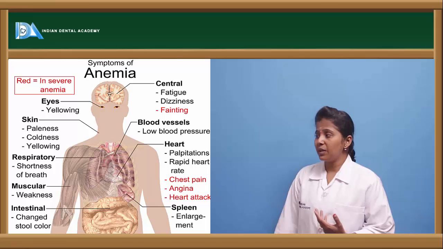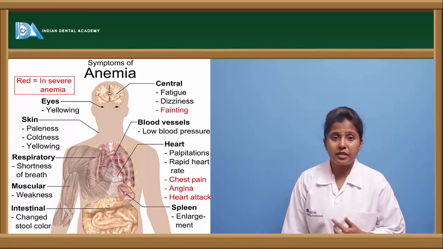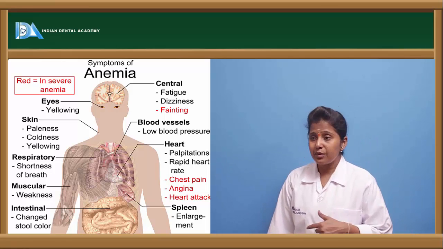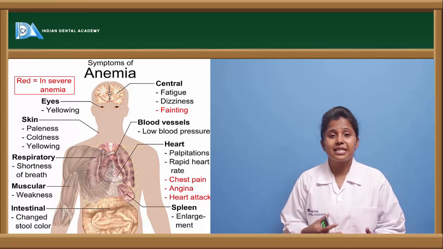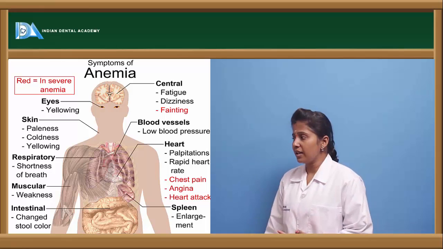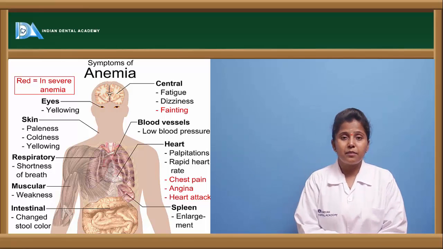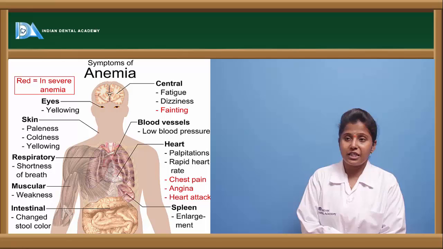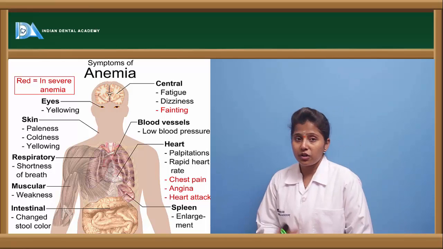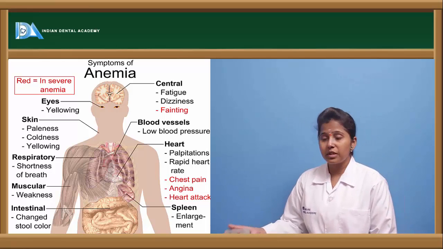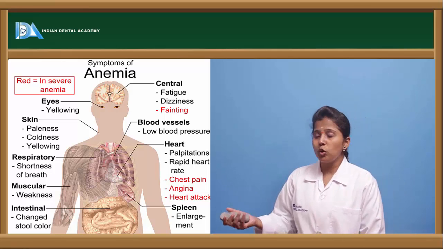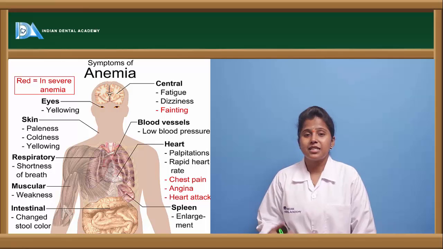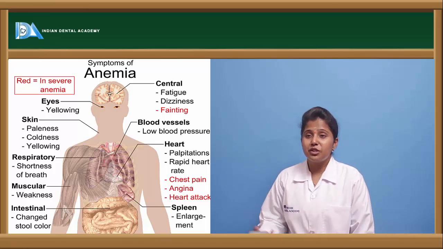So we can see there will be yellowing of the eyes. If a person is suffering from anemia, then the eyes will be yellowed, and as the red blood cells are not present, the skin will be pale and yellow in color, as well as we can see a cold sensation in the patient. There will be shortness of breath, the person won't breathe properly. Muscular disorders, the person will be fatigued. And then the stool color will be changed in the excretion.